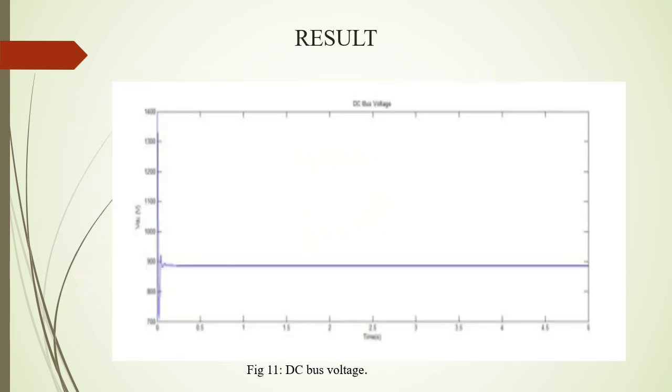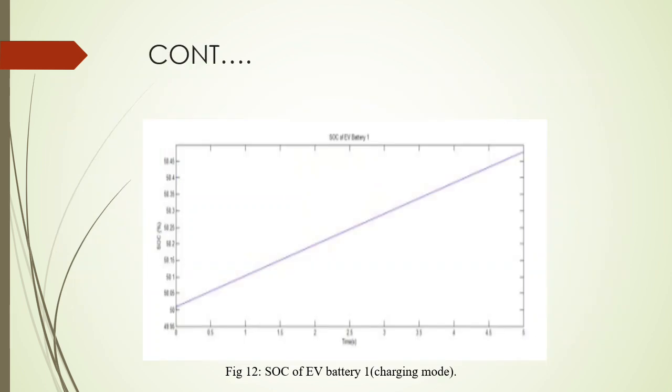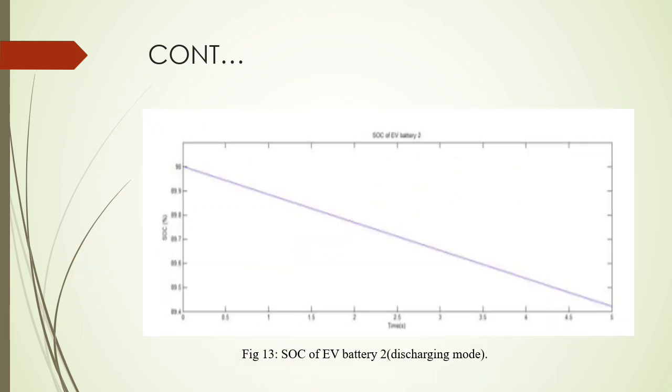This is the result. First, the DC bus voltage result. It is a plot of time versus voltage. This is the constant SOC of EV batteries, that is charging mode. Charging starts from 50%. For the SOC of EV batteries in discharging, the graph decreases.